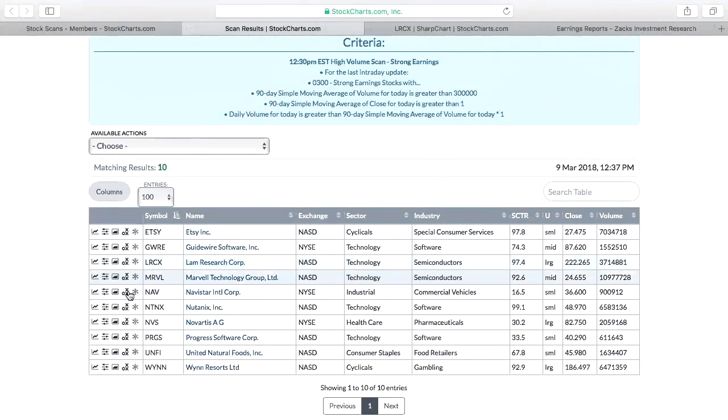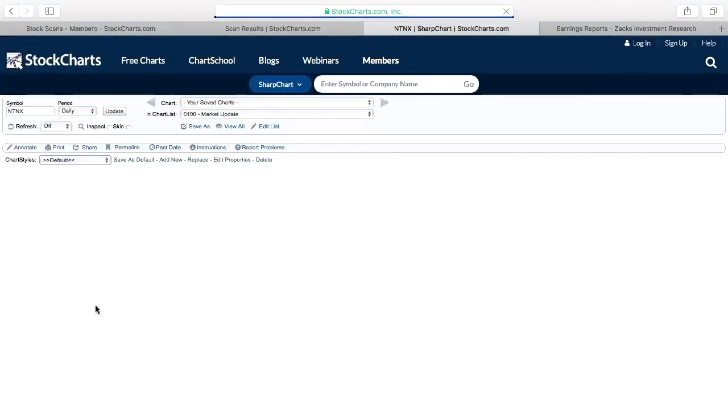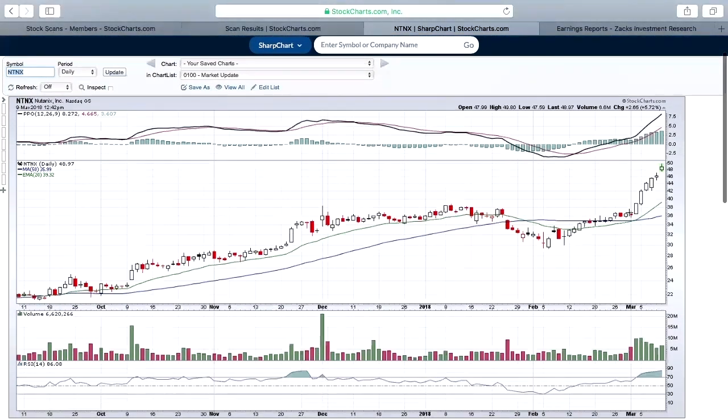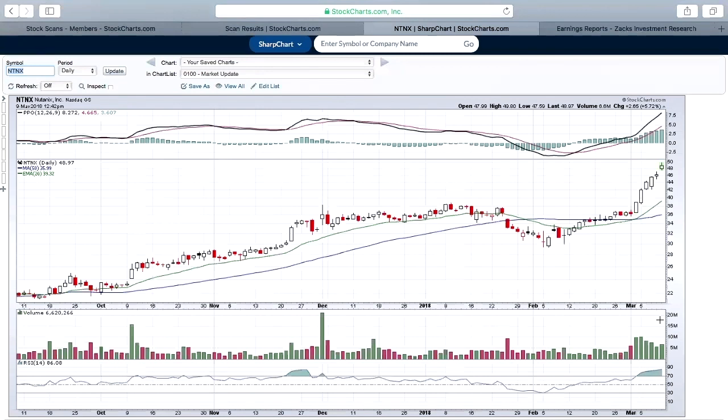Let's just take a look at one more of these. Let's go down here, maybe one you haven't heard of. How about NTNX? Wow, this one's very overbought, but you can see why these stocks are on my strong earnings chart list. Huge move up, very strong volume to accompany this price move to the upside. So I think there's accumulation taking place.